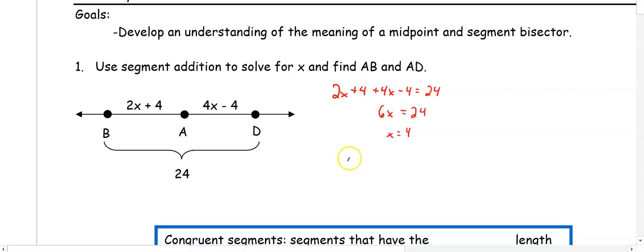Then we want to find the length of AB and AD. So 2 times 4 plus 4 is 12, and 4 times 4 minus 4 is also 12, which means they have the same length, so they are actually congruent. If they both have the same length and they are congruent, then A would be a midpoint because it's midway between B and D.